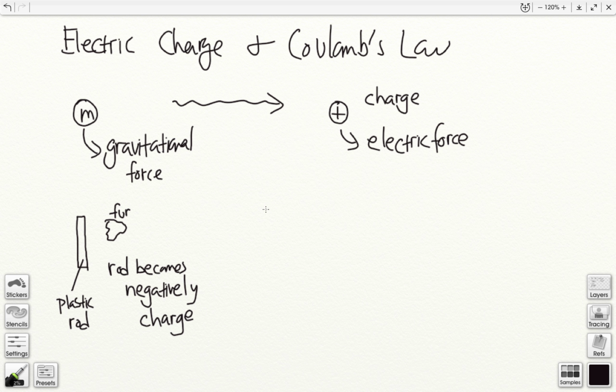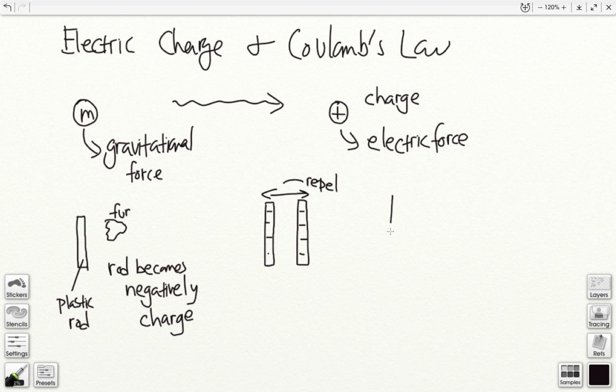So now let's move to a scenario where we have two rods next to each other, and they've both been rubbed with fur, so they both have electric charge. The two rods will want to move away from each other, and we often say that the rods will repel.